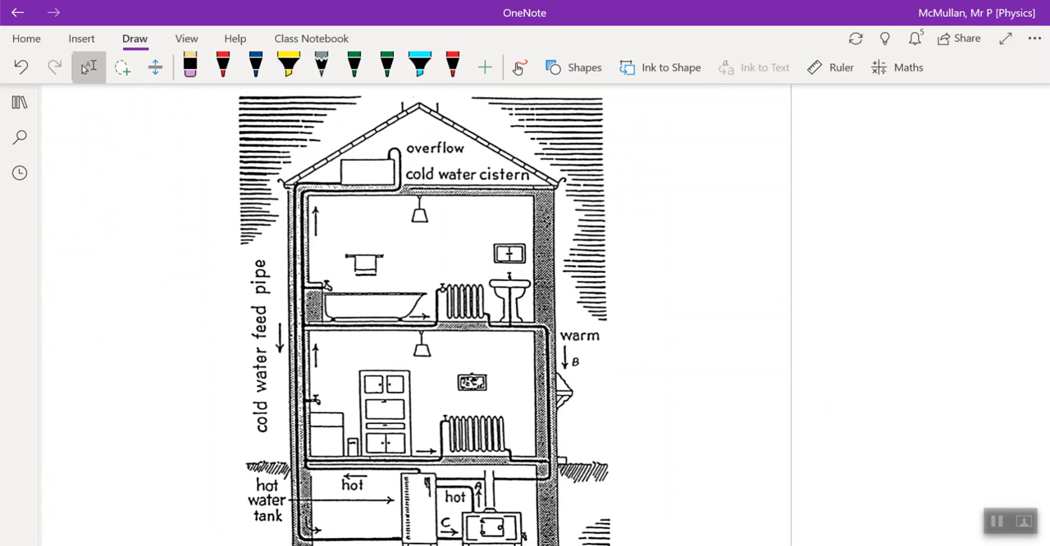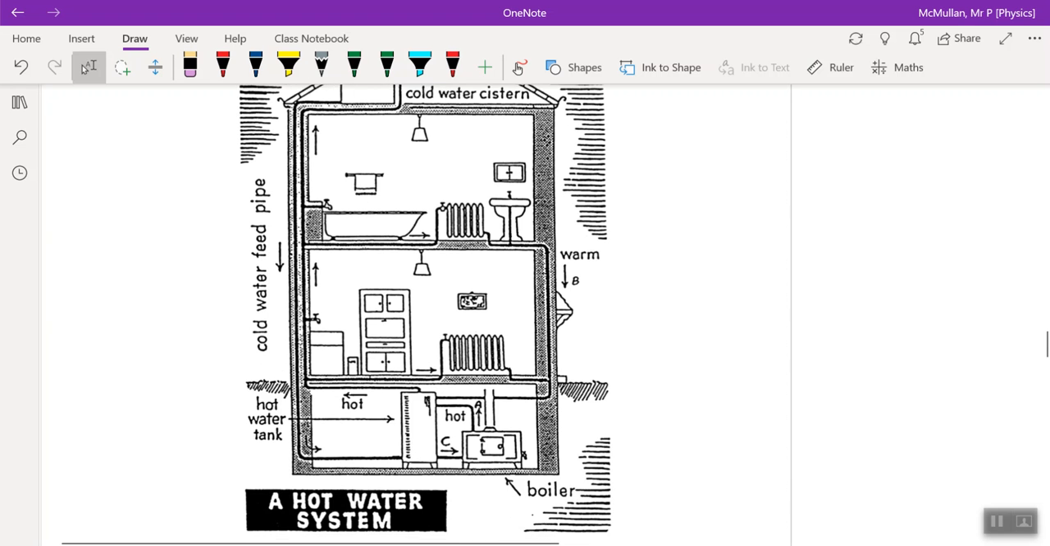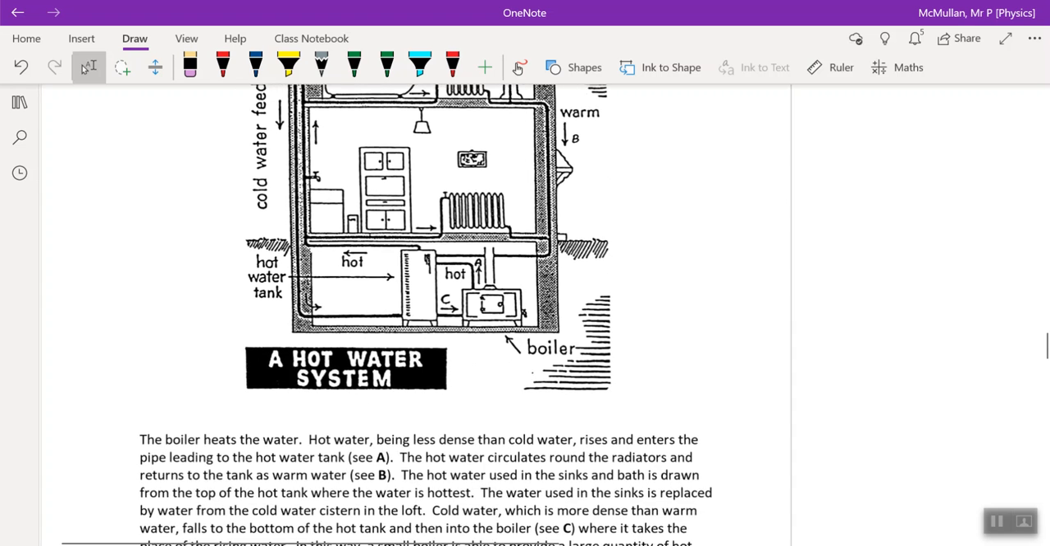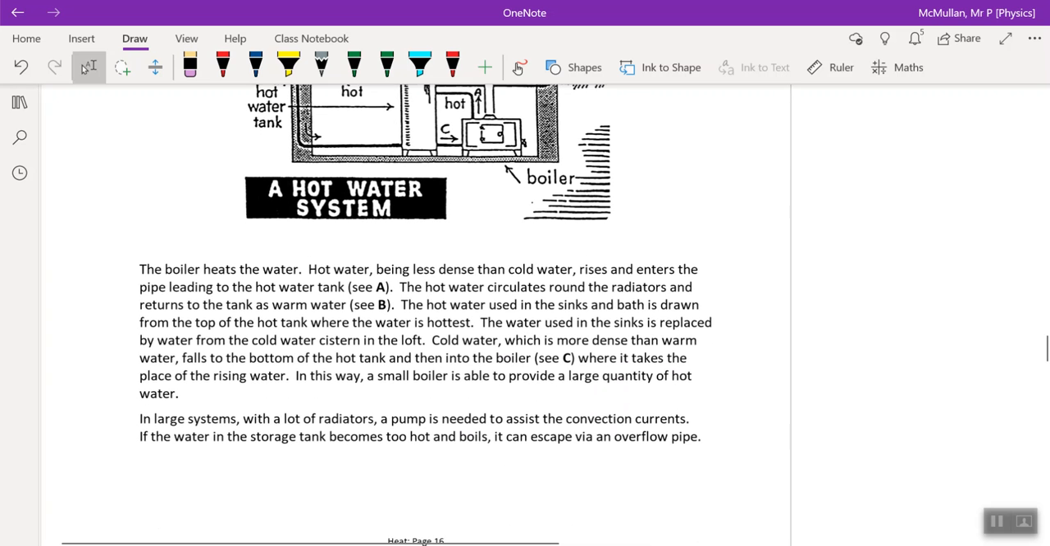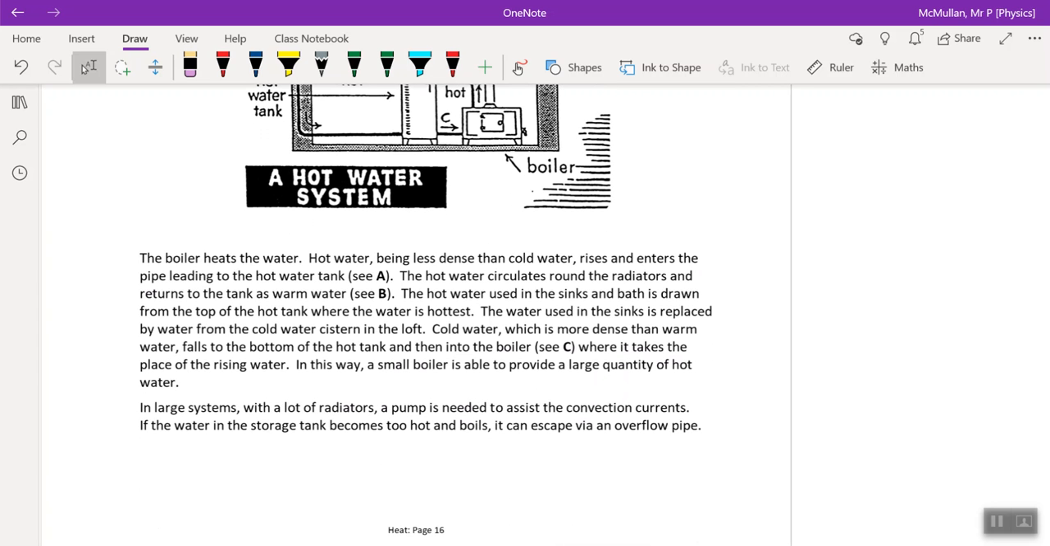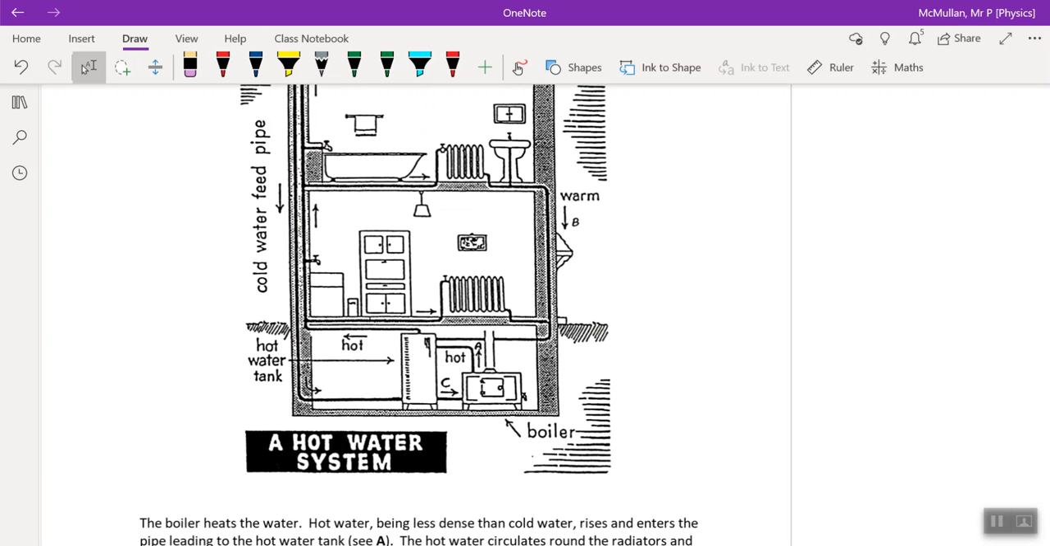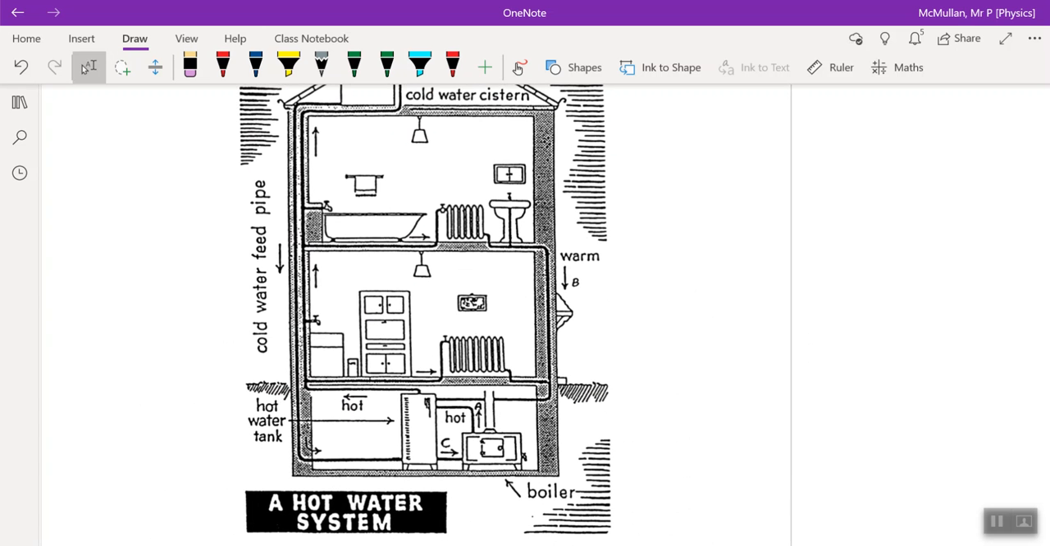Here we have an example of hot water in your house for you to have a look over. The boiler heats the water, the hot water rises and enters the pipe, and then it circulates round all of the radiators in the house. Here's your boiler, and you can see the radiators heating each room.